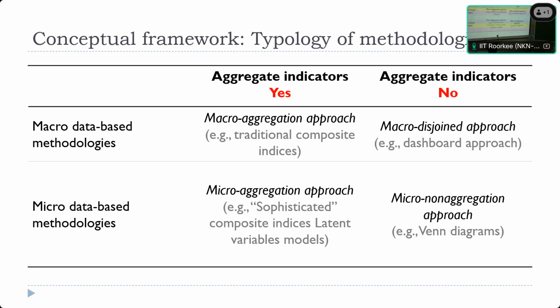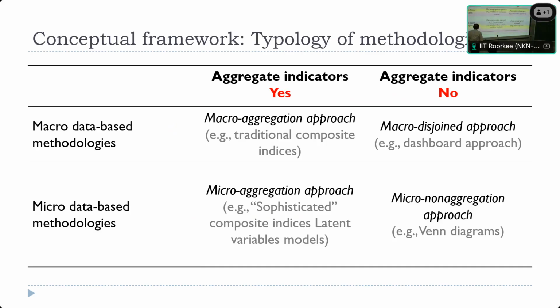Even when I read literature and papers, I always have to tell people, look, clarify your terminologies. Don't just keep on calling it whatever. These macro-based methodologies, we refer to them as macro. If you aggregate them, they are a macro aggregation approach. Examples would be traditional composite indices, where you have macro level data. HDI is a macro index because you aggregate all these at the macro level and put them together. It's a macro aggregation approach.